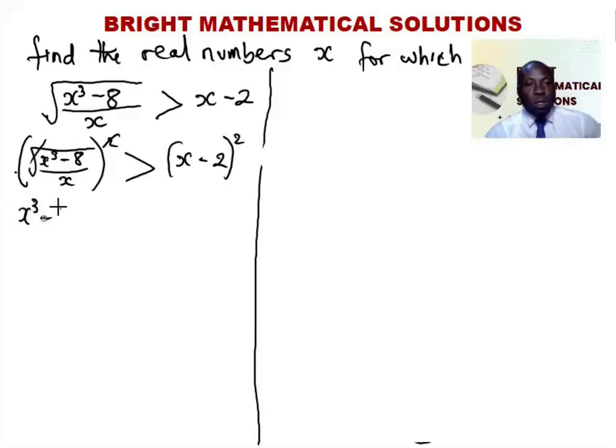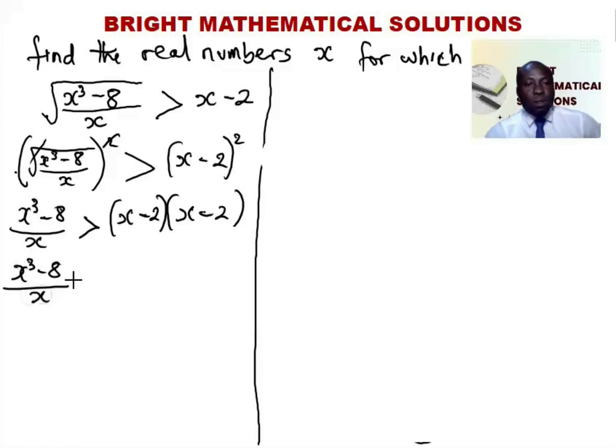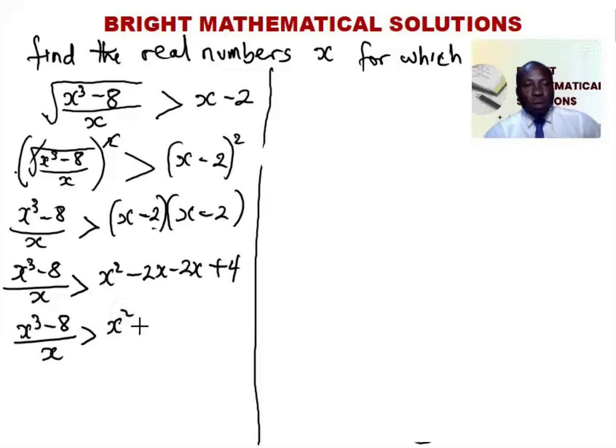Now (x raised to the power 3 minus 8) over x is greater than (x minus 2)(x minus 2). Let us open this bracket, such that this becomes x squared minus 2x, and this becomes minus 2x plus 4. So (x raised to the power 3 minus 8) over x is greater than x squared minus 4x plus 4.